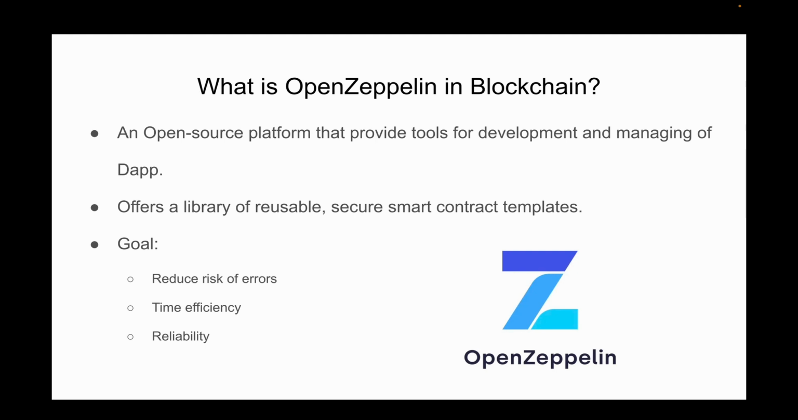What is OpenZeppelin in blockchain? OpenZeppelin is an open source platform that provides tools for writing, deploying, and managing decentralized applications on the Ethereum blockchain. It offers a library of reusable, secure smart contract templates such as token standards, access control, and advanced contract interactions to make it easier for developers to create reliable and secure smart contracts. The goal of OpenZeppelin is to reduce the risk of errors and save time for developers by providing pre-built, battle-tested contract templates that can be easily integrated into your projects.